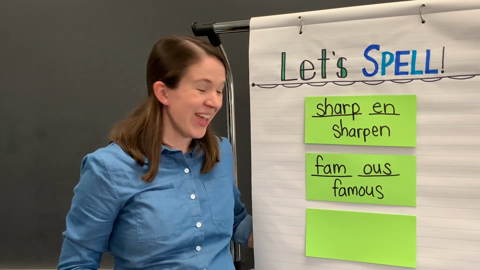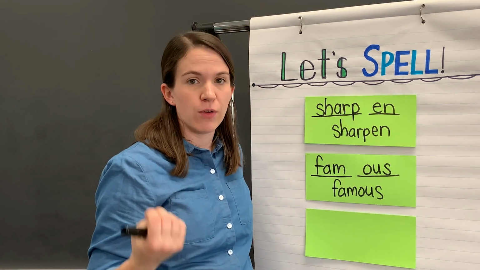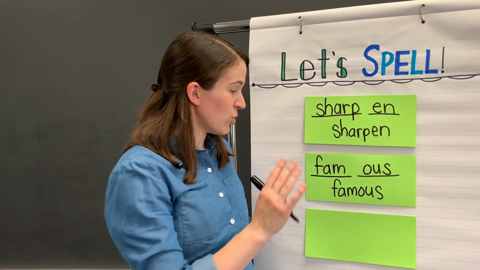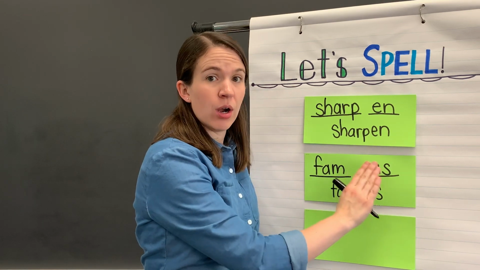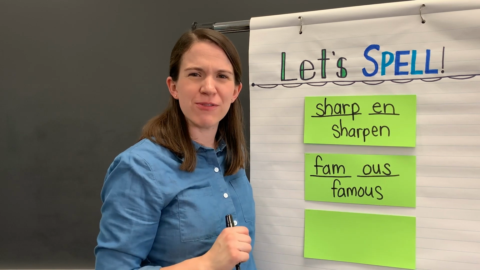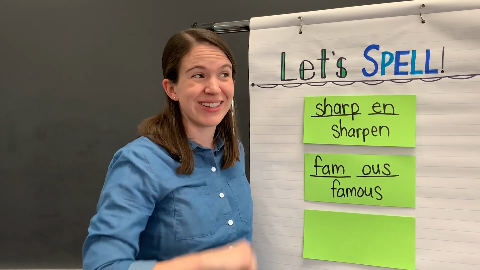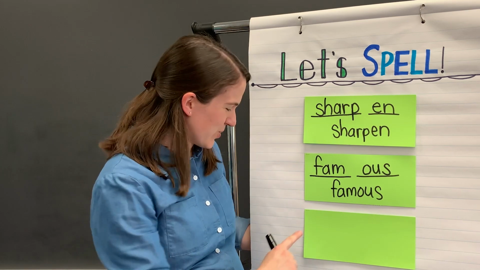There it is. We remember that the ous suffix can mean full of or having. So this word means full of fame or having fame. What would you like to be famous for? I'd like to be a famous author someday. Now, let's move on to our last word.